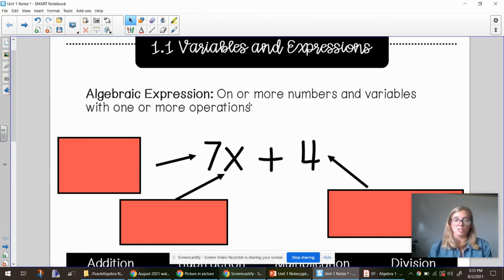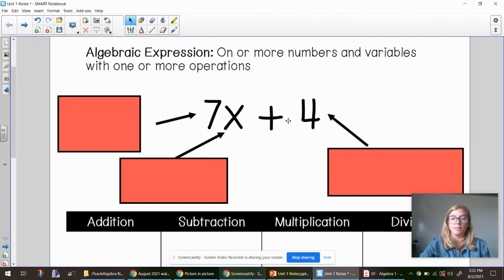An algebraic expression is one or more numbers and variables with one or more operations. So you'll notice here, this is an example of an algebraic expression: 7x plus 4. We have a term here, and there's an operation in between. That's what makes it an expression. Let's break down the parts of each of these terms so that we have all of the right vocabulary to talk about them.